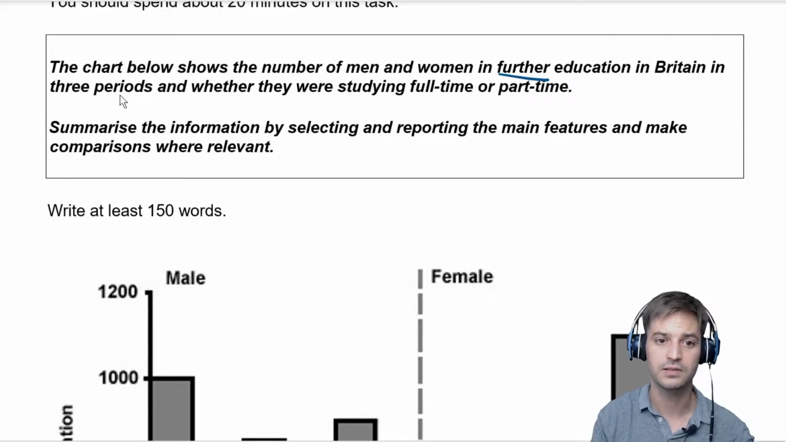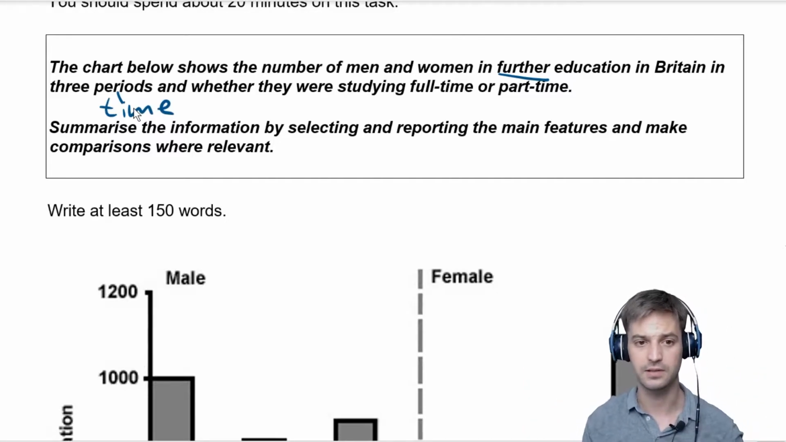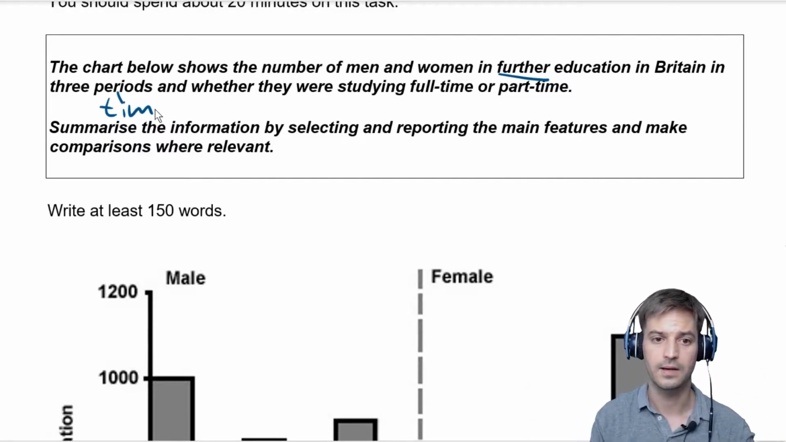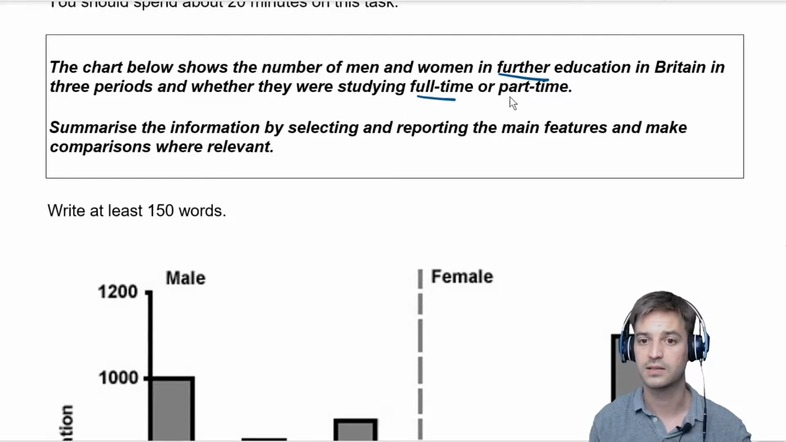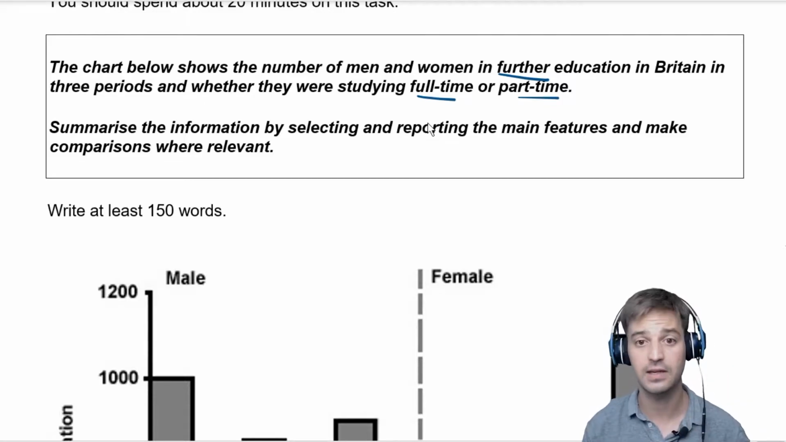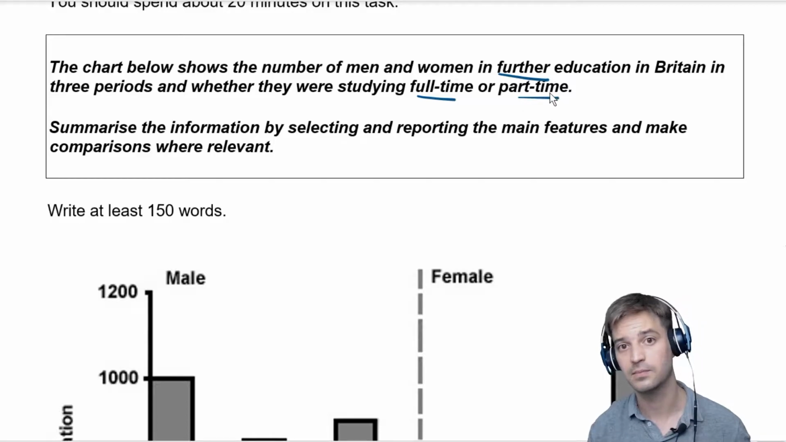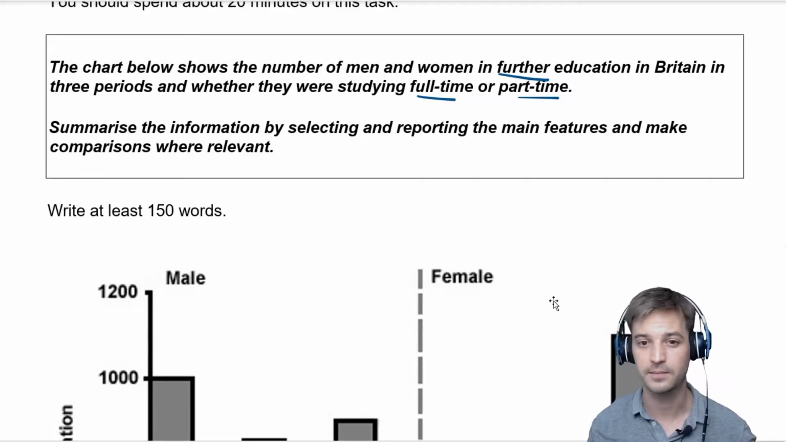Okay, so a period is basically another word for a time period. So we're looking at whether they're studying full-time or part-time. Okay, full-time, you go to lectures every day for many hours every day. Part-time, you study only a few hours and maybe not every day.